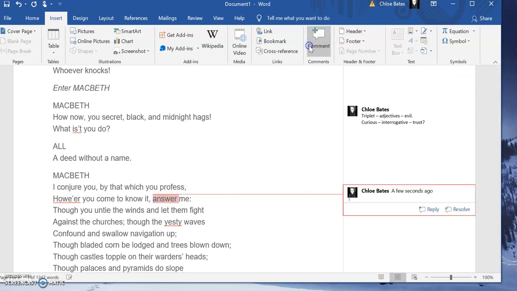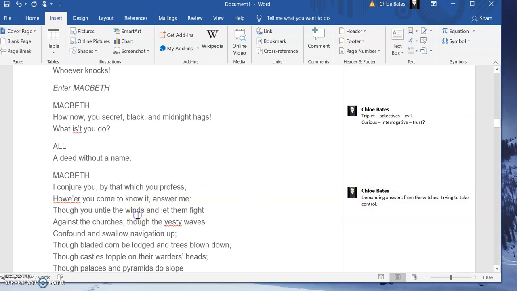Look how demanding this is. So, Macbeth, demanding answers from the witches, trying to take control. I would absolutely love Hecate to come back into the scene, and they have like a battle off on who controls the witches, but that doesn't happen. So Macbeth, Shakespeare was not willing to write that, but there you go.